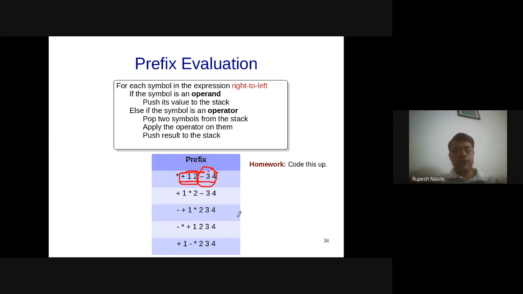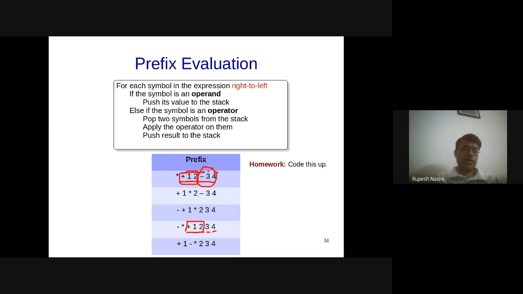Let's do it quickly for some other expression. When 4 comes, then 3 comes, we push, 2 comes, we push, 1 comes, we push. When plus comes, we evaluate this part. Then when star comes, we evaluate the value of plus 1, 2 as well as 3 as a multiplication, and so on. Please think about how this is getting done, and your homework is to code this up. If there are any questions or concerns, or if you want to run it through all these prefixes that I have given, please feel free to do that.